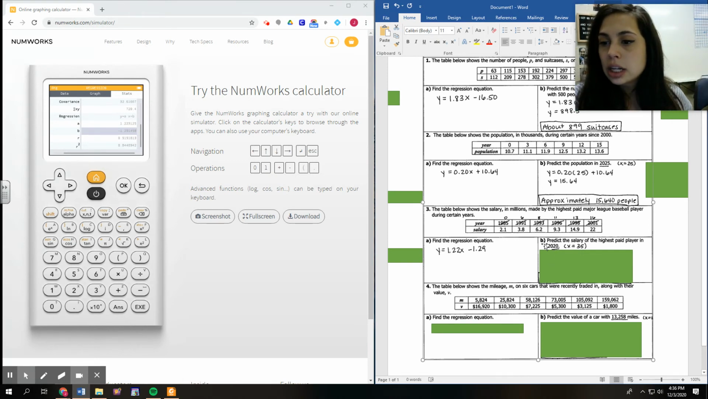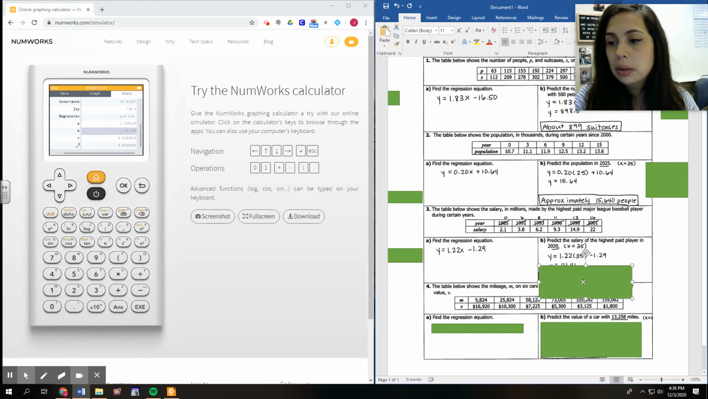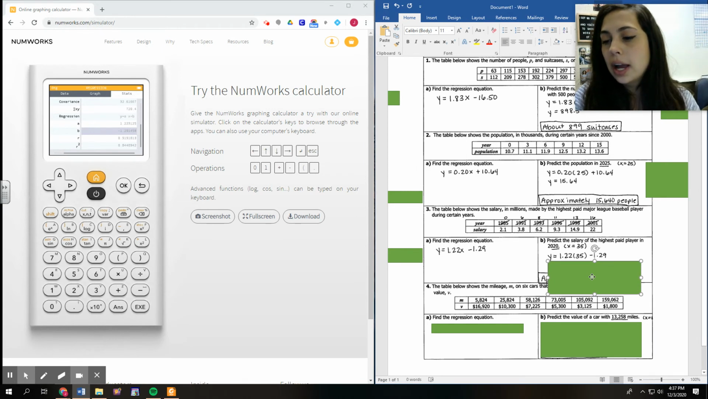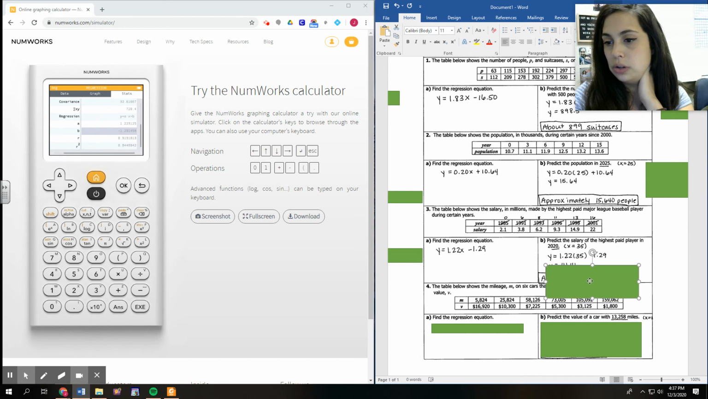But that's our equation for this table here. And then it's asking us to predict the salary of the highest paid player in 2020. So our x value is not going to be 2020. It's going to be the number of years between 1985, since 1985 is where we started, and 2020. And that's 35 years. So our x value is actually going to be 35. So we have y equals 1.22 times 35 minus 1.29.